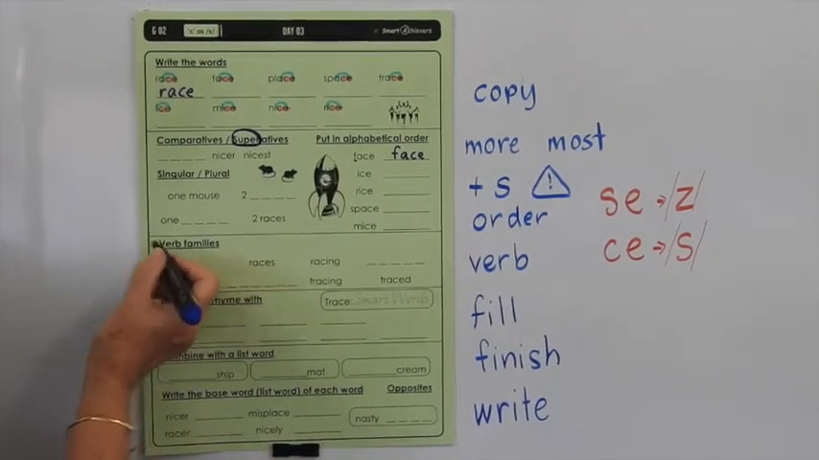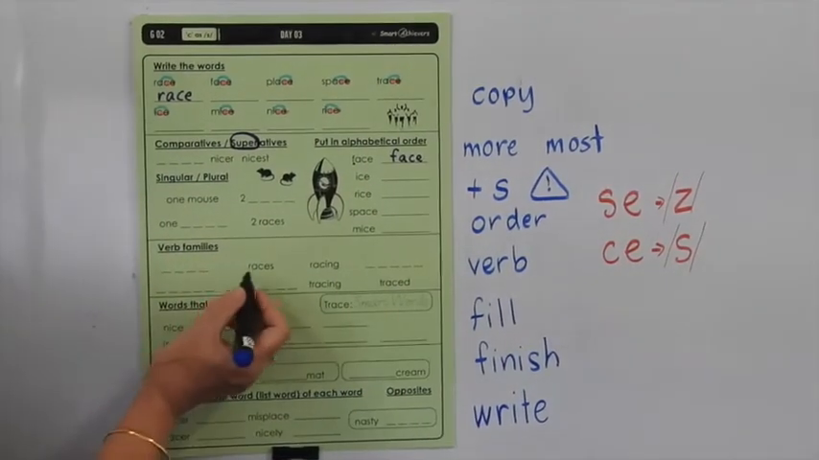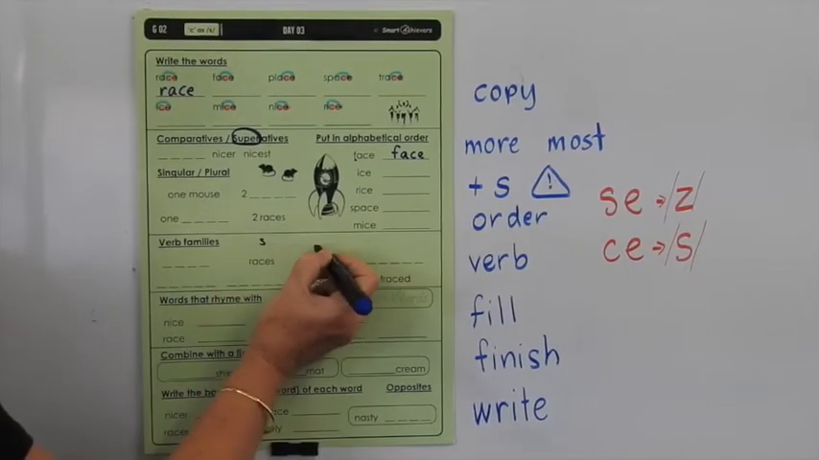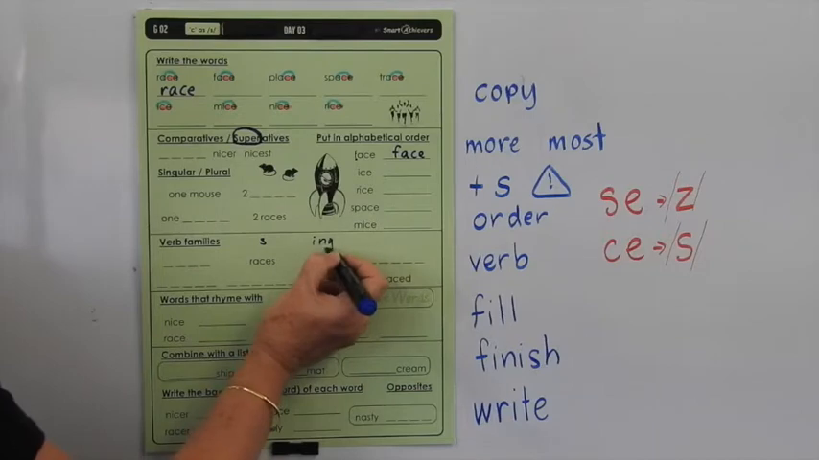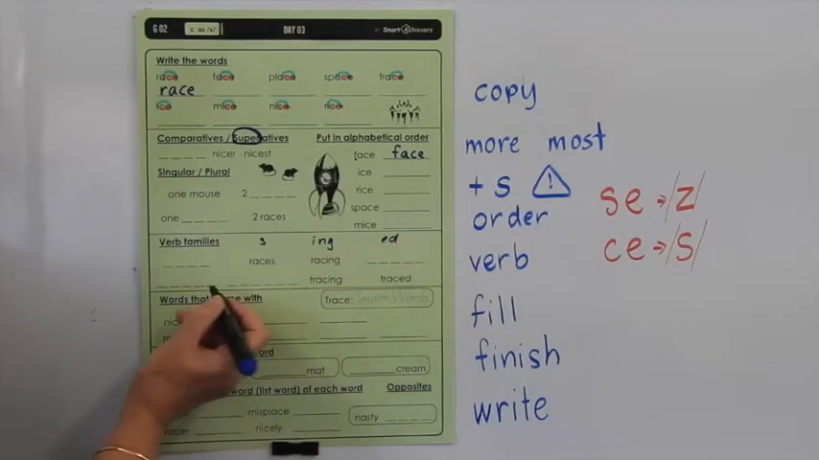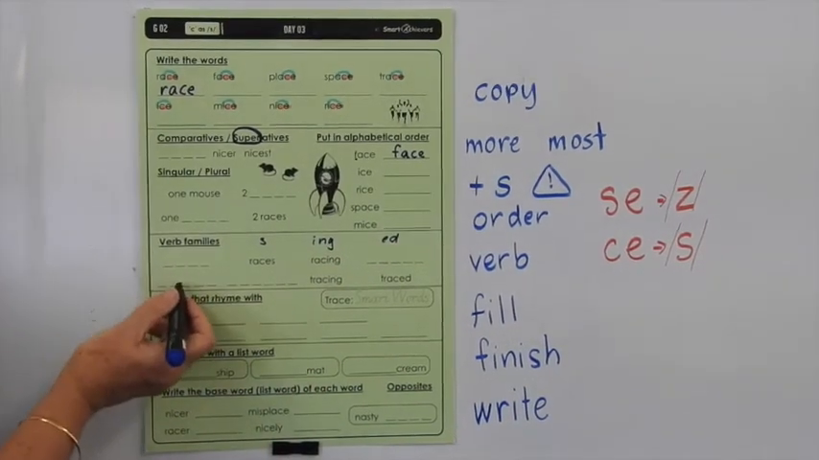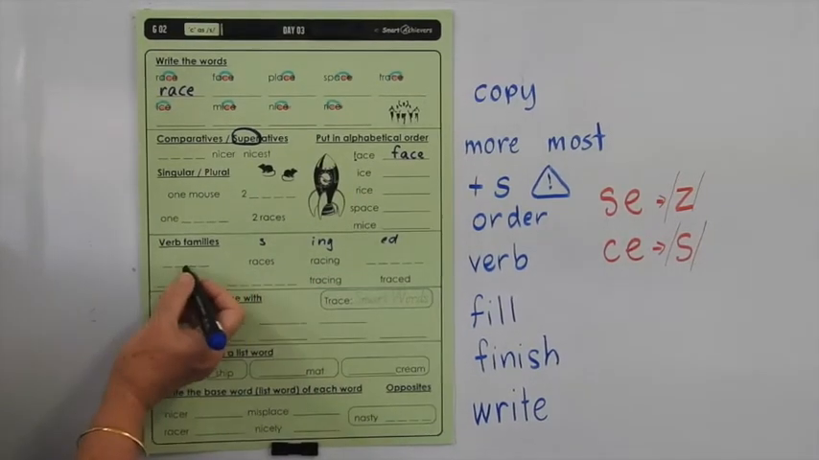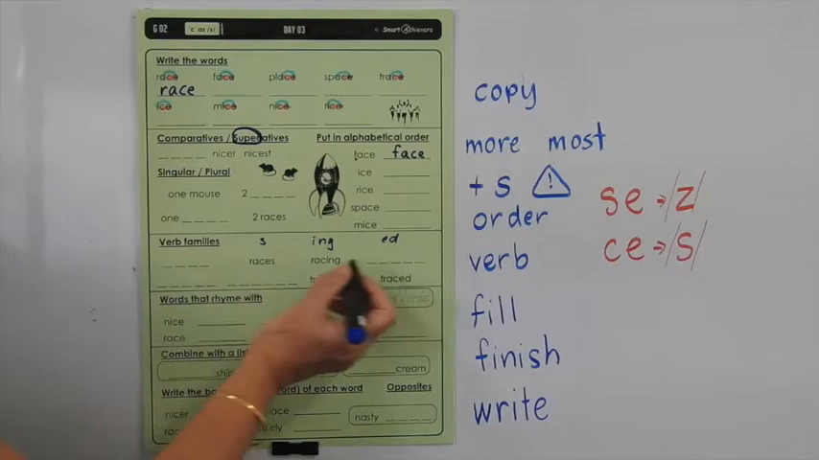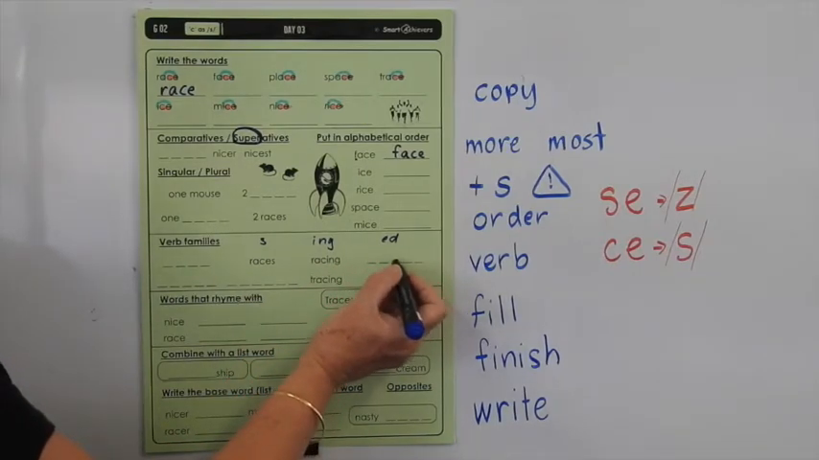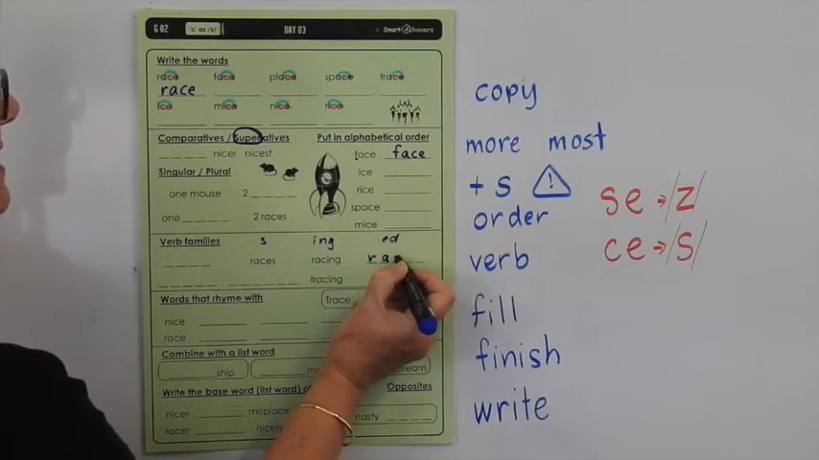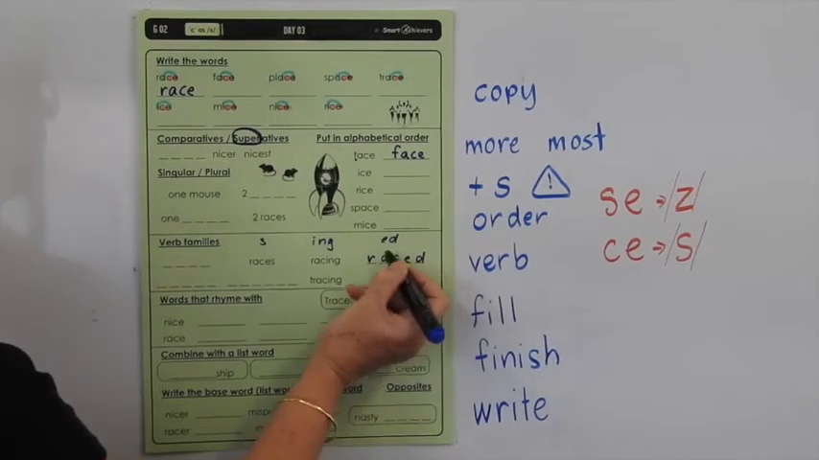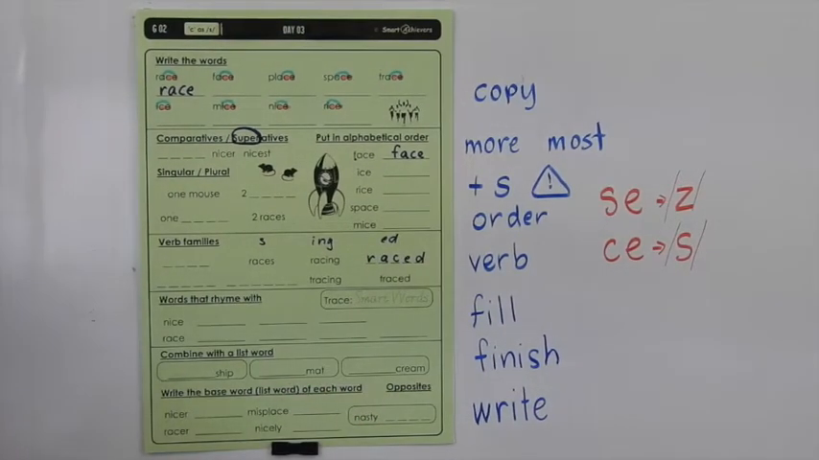Verb families. Verbs are things we can do. So we've got something, races, racing. Here we're adding the S, here we're adding the ing, and in this column we usually add the ed. So in this column we've got to work out what the base word is. So we've got races, racing, both come from the word race. And here we'd put raced. Now because race already has an E on the end of it, all you have to do is add the D. You don't have to add another E there.